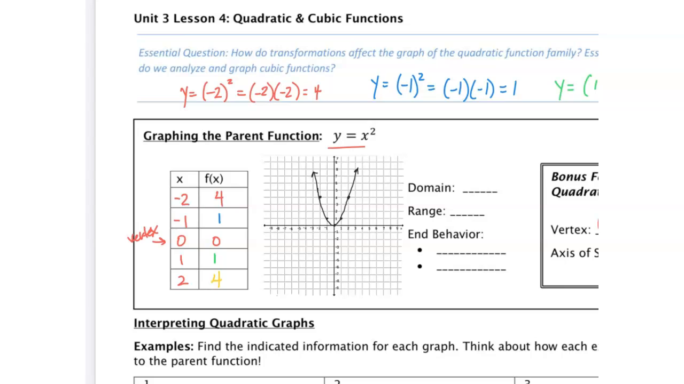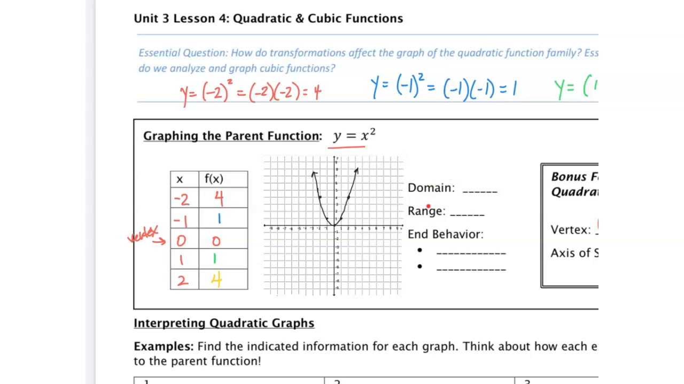Parent function meaning that this is the very basic function, or the very basic graph of our quadratic equations. You'll note that within this unit, we'll see this U shape change. Sometimes it'll get skinnier, sometimes it'll get wider, sometimes it'll move over to the left, sometimes to the right, sometimes downwards, sometimes upwards. Those are all called transformations. We'll talk about the transformations that we can visualize from the graphs.